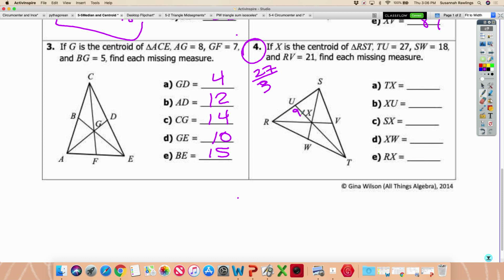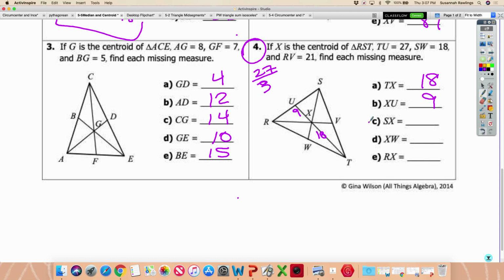So I'm going to write 9 there. I know that this bigger piece is double that. So what is 9 times 2? 18. Okay, so let's go ahead and look. We've already found TX is 18. And we found XU is 9.